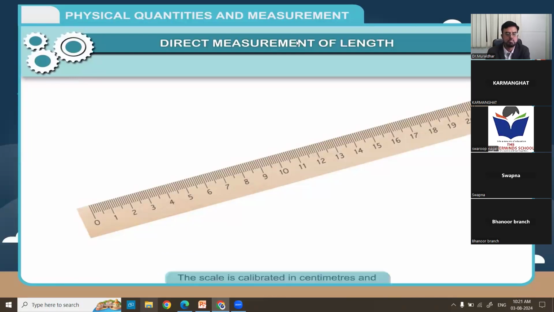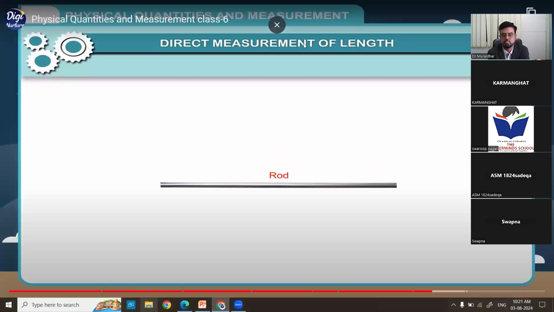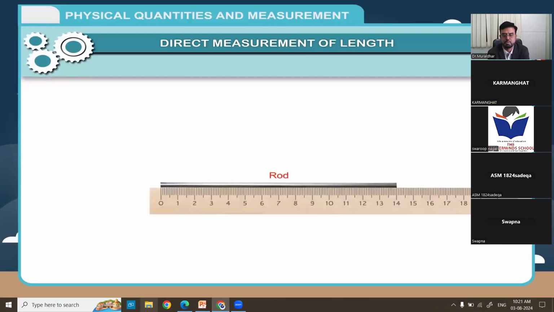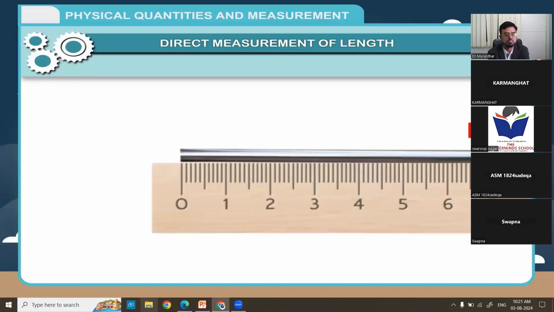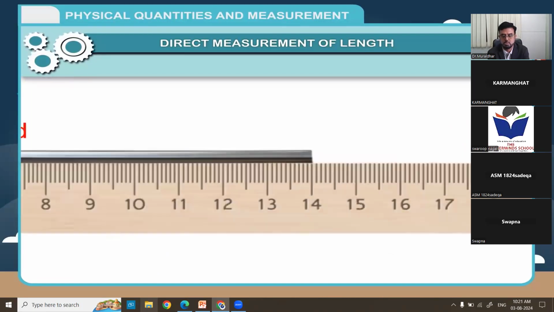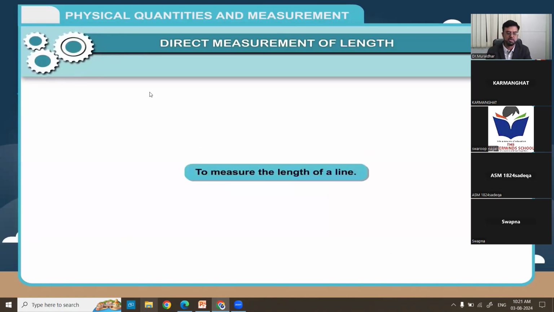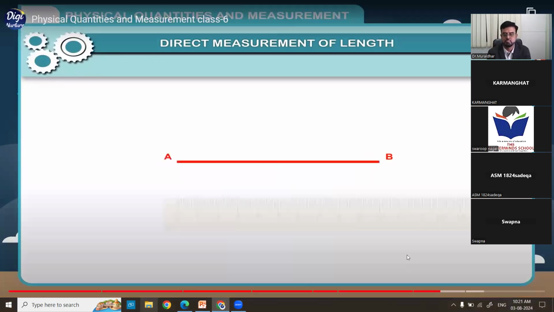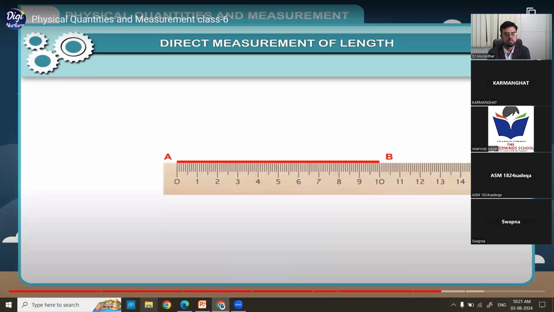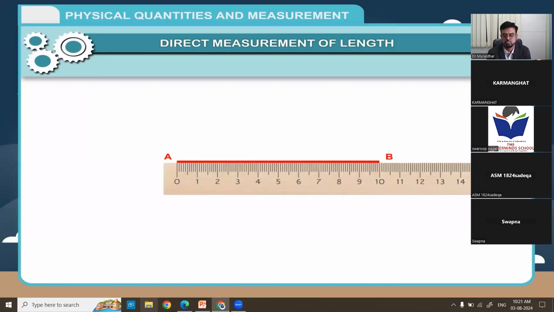Suppose we want to measure the length of a rod. The 0 mark on the scale is set to coincide with one end of the rod as shown in the figure. The reading on the other end gives the length of the rod. Activity: to measure the length of a line, place a scale along the line AB such that 0 on the scale coincides with point A. Note down the reading on the scale which coincides with point B. This reading gives you the length of the line AB.